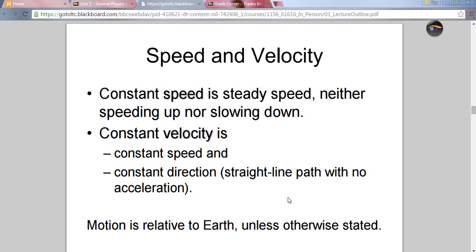If we turn a corner, for instance, if we go 90 kilometers per hour and we turn a corner, we are actually no longer going at a constant velocity because we've now changed our direction. So both quantities have to remain constant for us to be at a constant velocity.